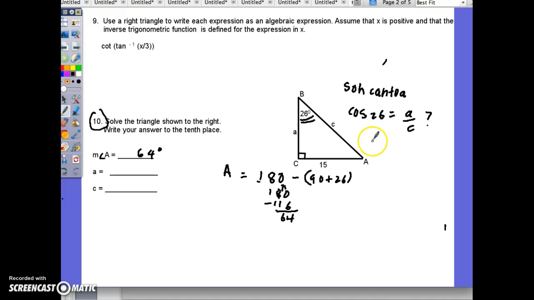Let's try the sine, which I mentioned before. Sine 26, this one is more promising, is equal to opposite, which is 15, over hypotenuse C. So we do know 2 out of the 3 right now, and we can go ahead and find C. Let's do the cross multiplication. So we have C times sine 26 is equal to 15 times 1, which is 15. Divide both sides by sine 26, and we get C equals 15 divided by sine 26.